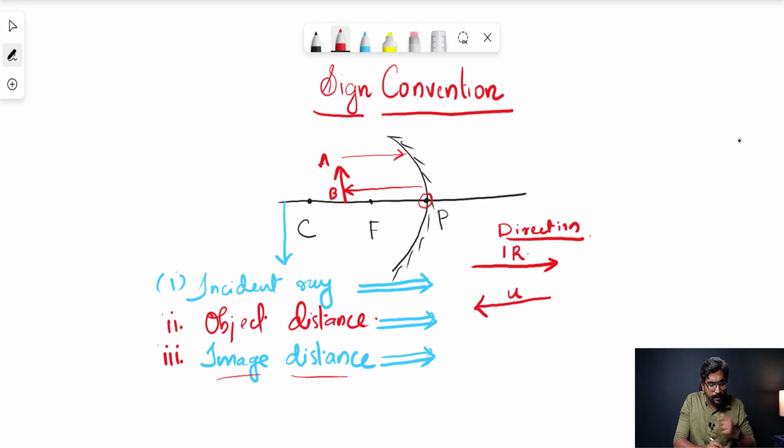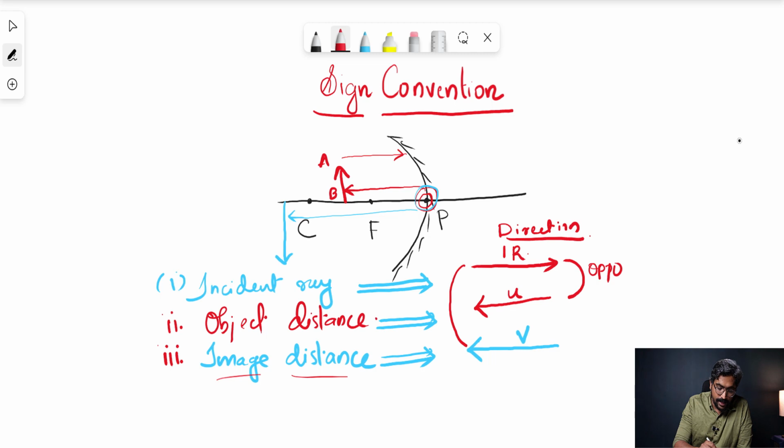Okay. Now, what will be the direction of image distance? Image distance is calculated from where to where? So the direction is from pole to image like this. So just closely observe the directions there. Here you can see that the incident ray and the object distance are in opposite direction, right? Here in this case, the incident ray and the image distance are also in the opposite direction. So in both cases, you can see that they are opposite.